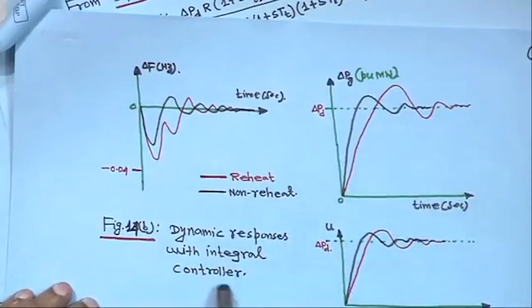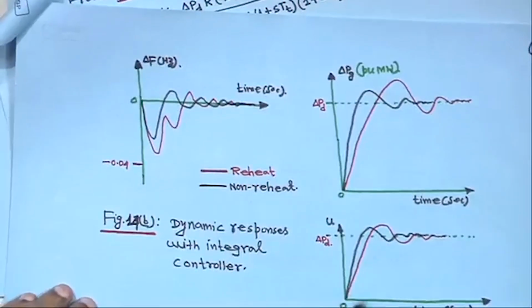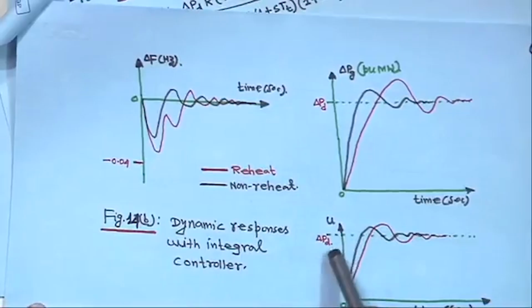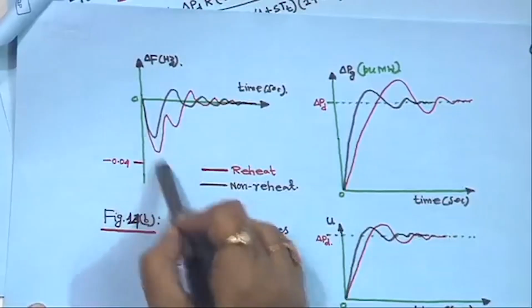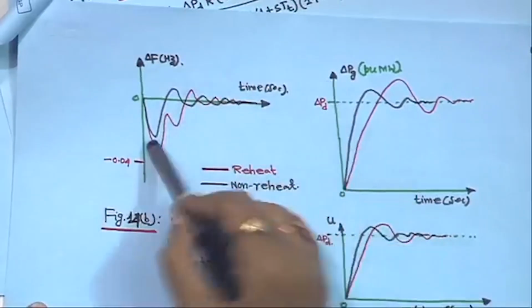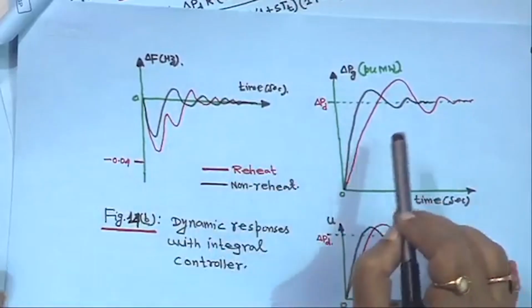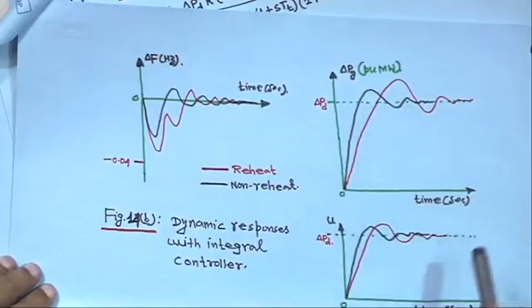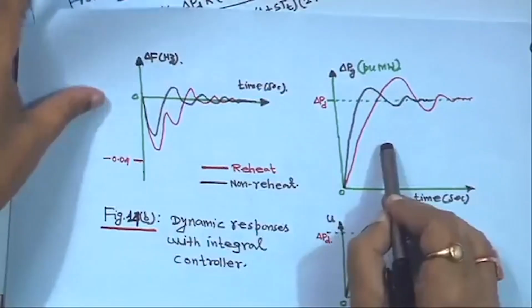So, this is the dynamic response with integral controller. This is generation, and this delta PD is the step load disturbance, and the black one is the non-reheat type and the red one is the reheat type. Ultimately, it is settling to your generation, but this will go positive, because this is taken as a load increase. If load increases, frequency will swing to the negative side, right, then it will oscillate, right. And this is your delta Pg in per unit megawatt. This is time and this is u, sorry, this is delta Pg and this is u.